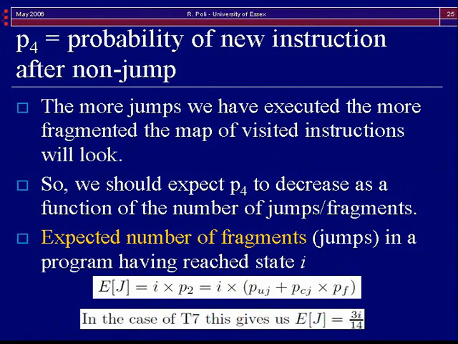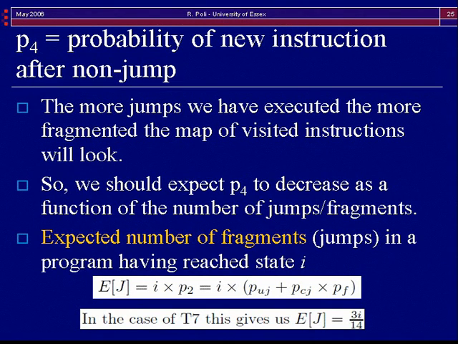So the last calculation that we need to do is calculate P4. So obviously the more jumps we have executed, the more fragmented the map of these instructions will be. So in terms of the blocks of code that Bill was talking about earlier, then we would find lots and lots of blocks sprinkled about in the map of the instructions. The more fragmentation there is, the more it's likely that we're going to find an old instruction as we execute the program sequentially.